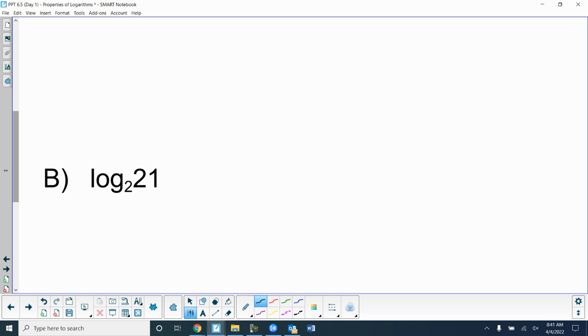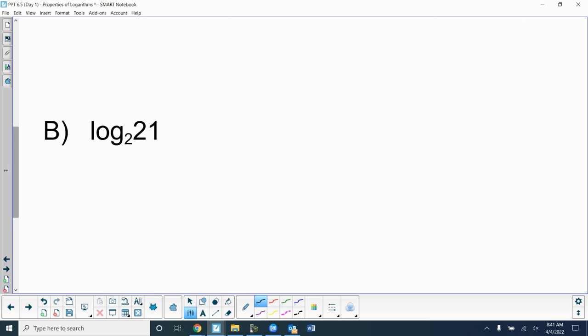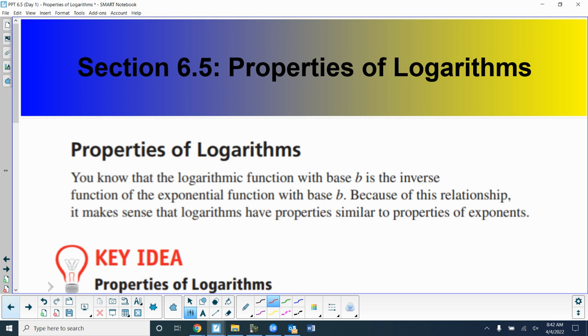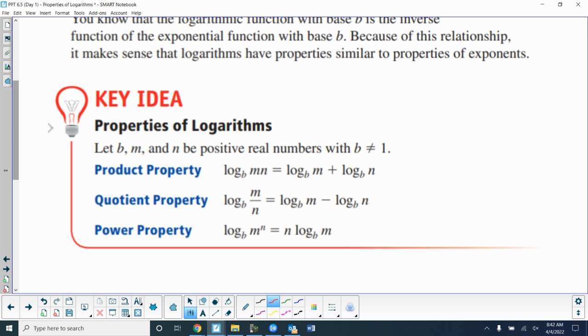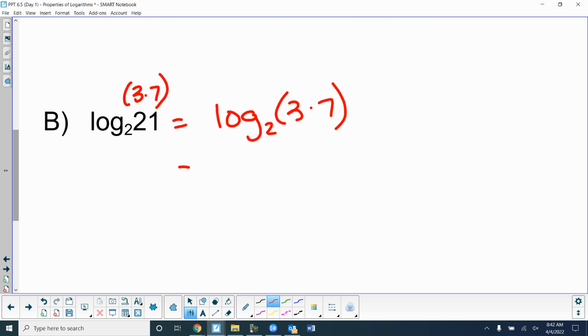Okay, well, 21, and what did they give me up here? 3 and 7. What can I do with 3 and 7 to get 21? Multiply, right? So I can think of this as log base 2 of 3 times 7. That makes sense? So 3 times 7 is 21. Then we learned just a slide before that if I have two numbers that I'm multiplying, I can split it up, expand it into an addition problem. Just keep my base the same. So it's log base 2 again. So I can write this as log base 2 of 3 plus log base 2 of 7.